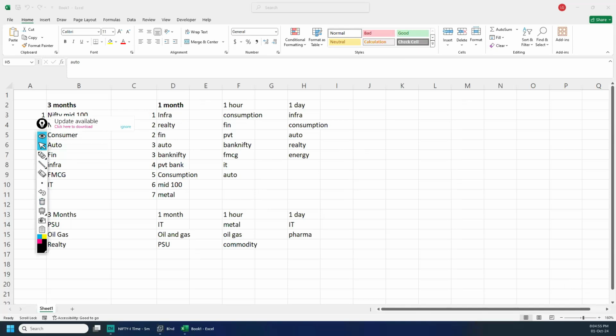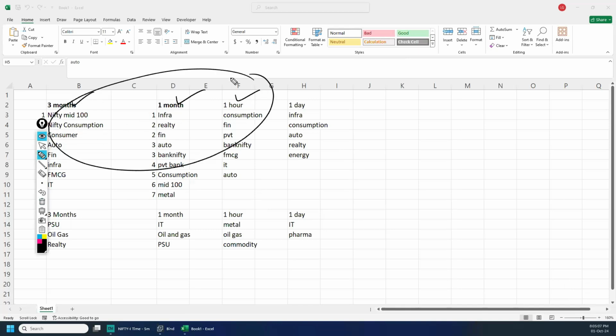And if you are doing it from an intraday perspective to understand which sector you really need to put money in, then it is 3 month, 1 month, and 1 hour. So this is the kind of scenario. Today we'll mostly discuss the big move indicator.